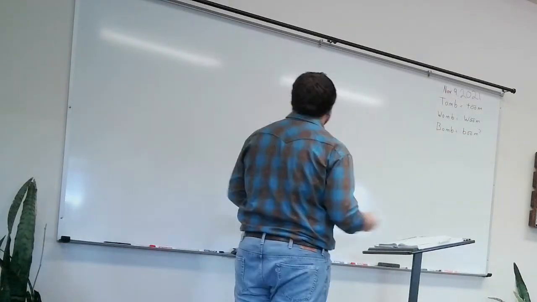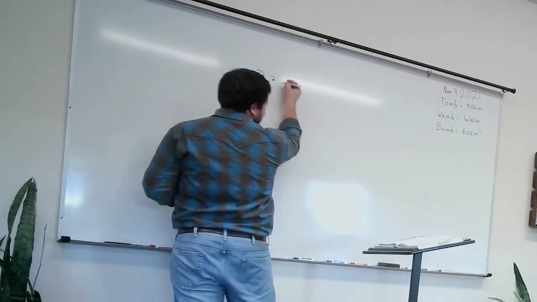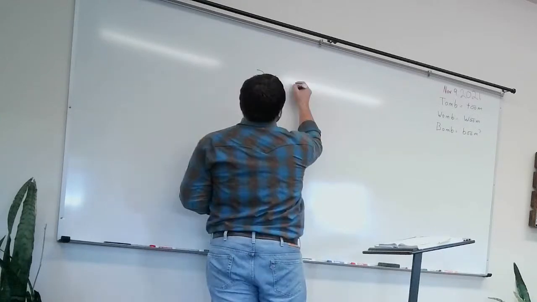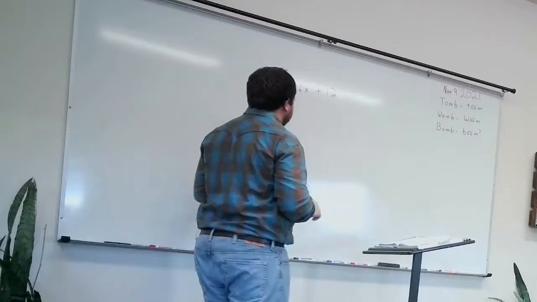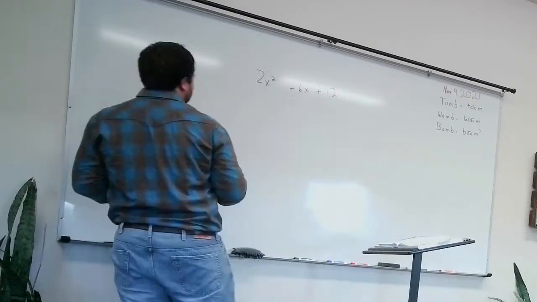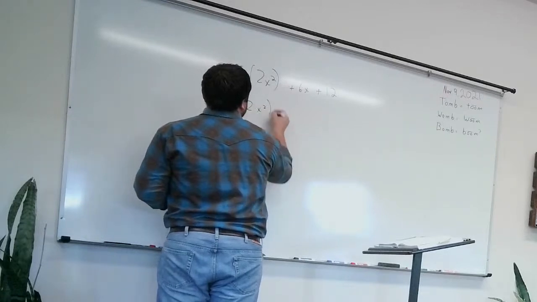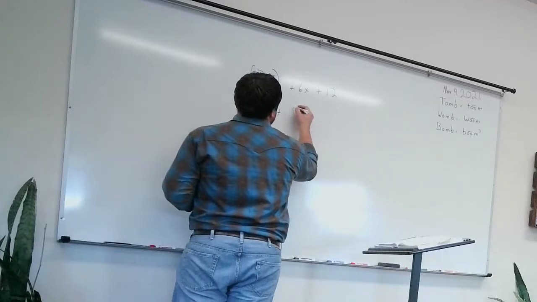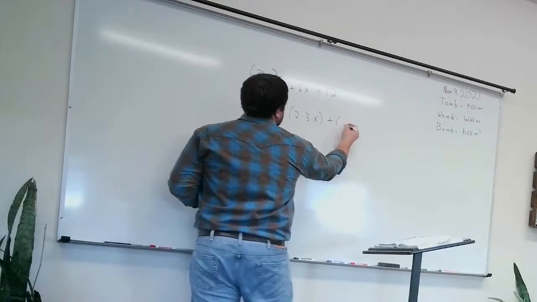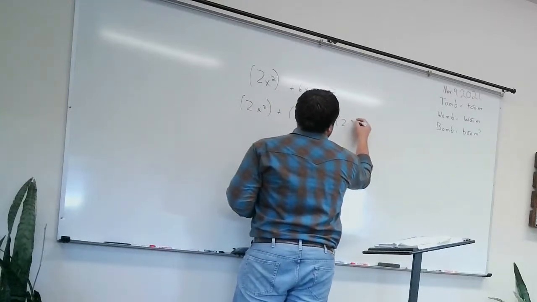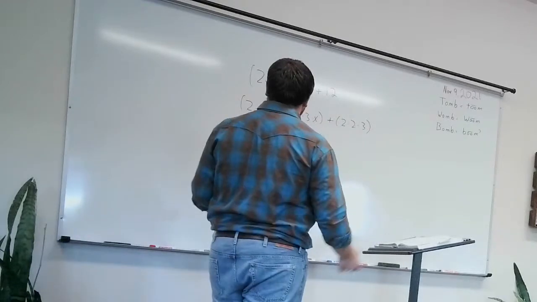Let's try 2x squared plus 6x plus 12. All right. What do we have once we factor these? The first one is 2 and x squared. The next one is going to be 2 and 3 and x. The next one is going to be 2, 2 and 3. All right. So our common factor is 2.